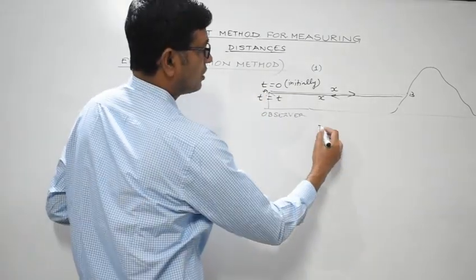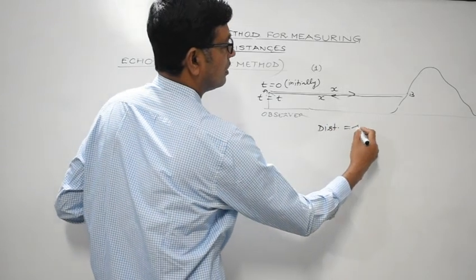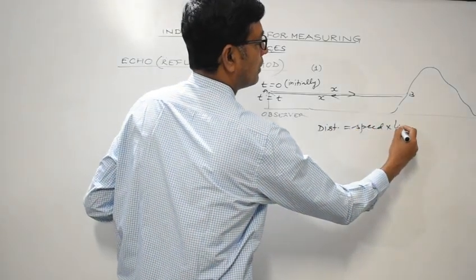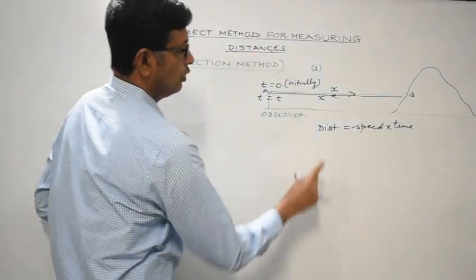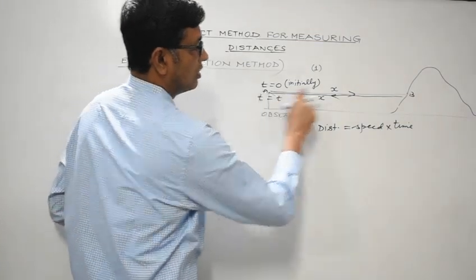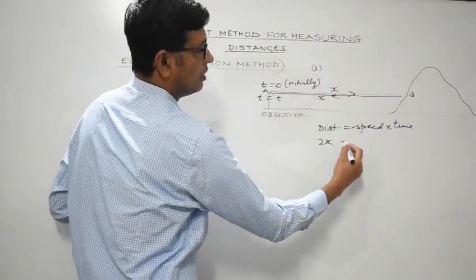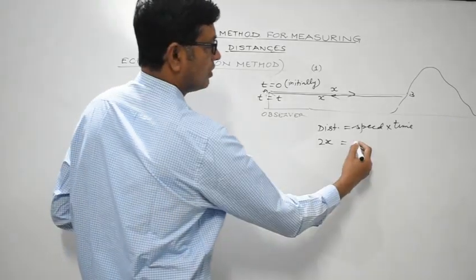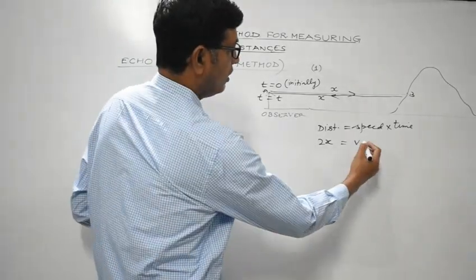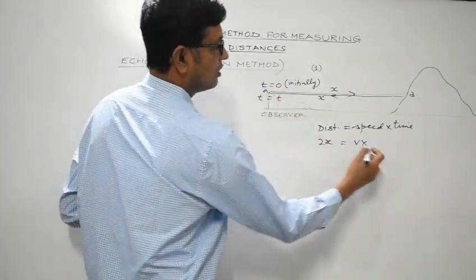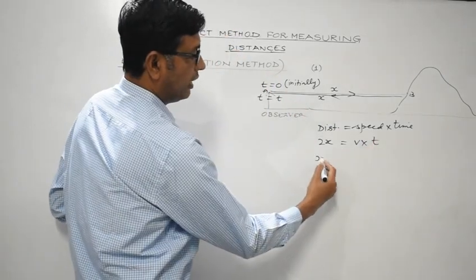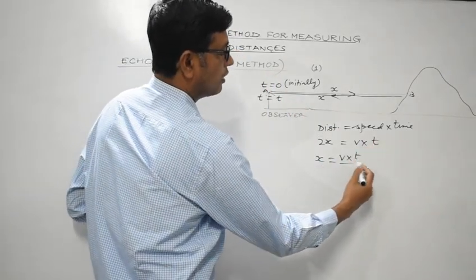So we are aware of the simple formula, distance is equal to speed multiplied by time. So total distance covered during time t is 2x. Speed of the sound wave is v, and time that has elapsed is t. So x would be equal to v into t by 2.